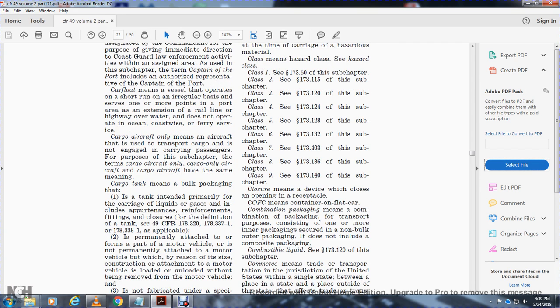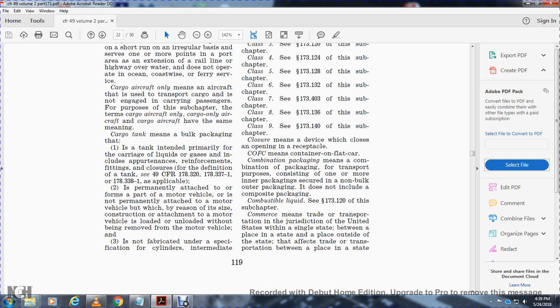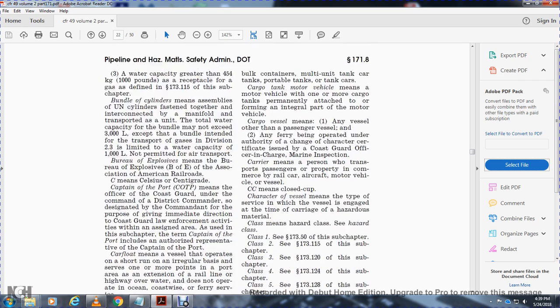The tank is intended primarily for the carriage of liquid or gas, but it includes its appurtenances, reinforcement, fittings, and closures. For the definition of the tank, see Title 49 CFR 178.320, 178.337-1, and 173.338-1, as applicable. The attachment for the part of the motor vehicle, whether permanent or non-permanent, must be reasonable in its size. Construction attachment of a motor vehicle loaded and unloaded without being removed from the motor vehicle is not fabricated under the specification of the cylinder.